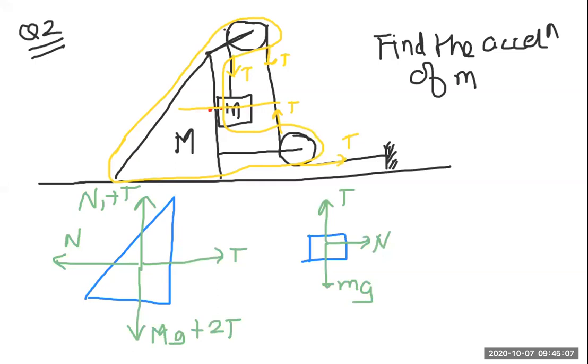Okay, now, we assume that the acceleration of this is A like this, then the wedge constraint tells us that the acceleration of small m must be A like this, and the acceleration of this is AY like this.